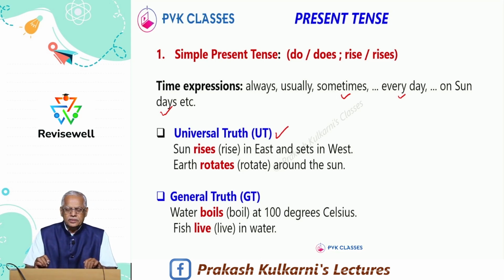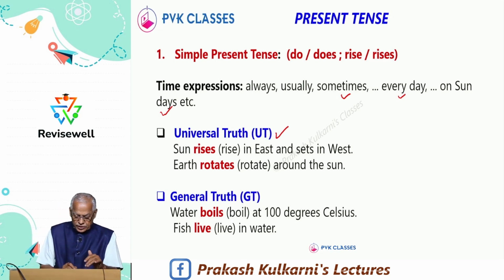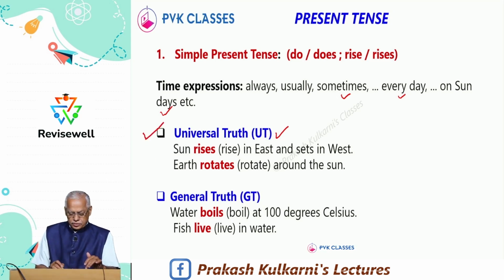Universal truth means ತ್ರಿಕಾಲ ಸತ್ಯ. ತ್ರಿಕಾಲ ಸತ್ಯ ಅಂದರೆ ಭೂತಕಾಲದಲ್ಲಿಯೂ ಸತ್ಯ, ವರ್ತಮಾನ ಕಾಲದಲ್ಲಿ, ಭವಿಷ್ಯತ್ ಕಾಲದಲ್ಲಿ, 3 ಕಾಲಗಳಲ್ಲಿ ಸತ್ಯ ಇದ್ದರೆ we have to use always simple present tense. Now see here, the first point, the universal truth.